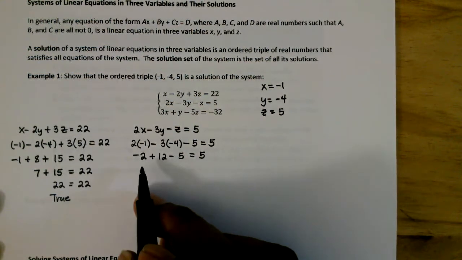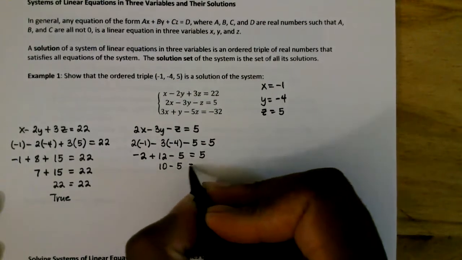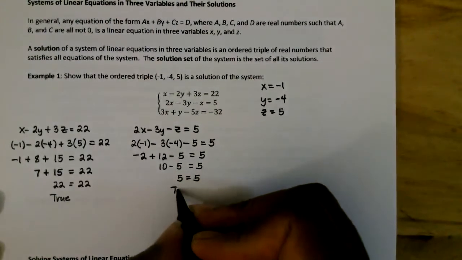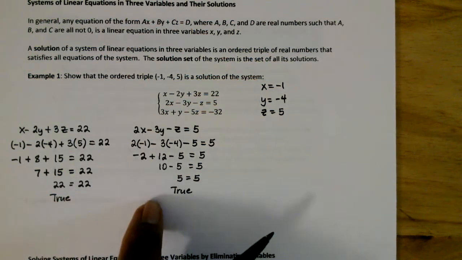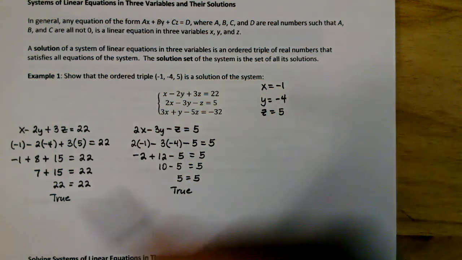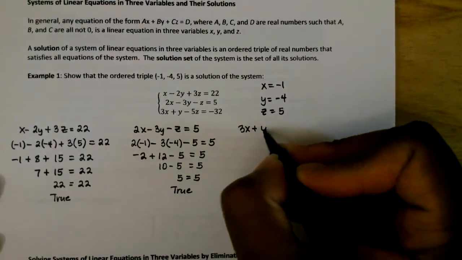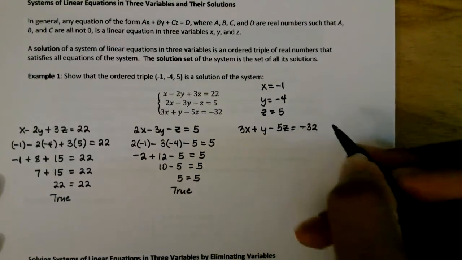Now let's simplify from left to right. -2 plus 12 will be 10. And if I subtract 5 from 10, I should get 5. And in this case, I do. So that ordered triple is true for the second equation. So I found that it's true for the first and the second. I also have to do the third as well for that ordered triple to be a solution to the entire system. So that third equation in that system would be 3x plus y minus 5z equal to -32.